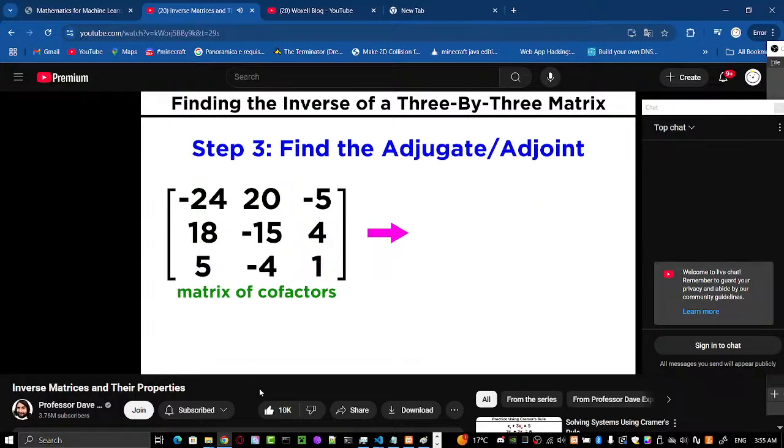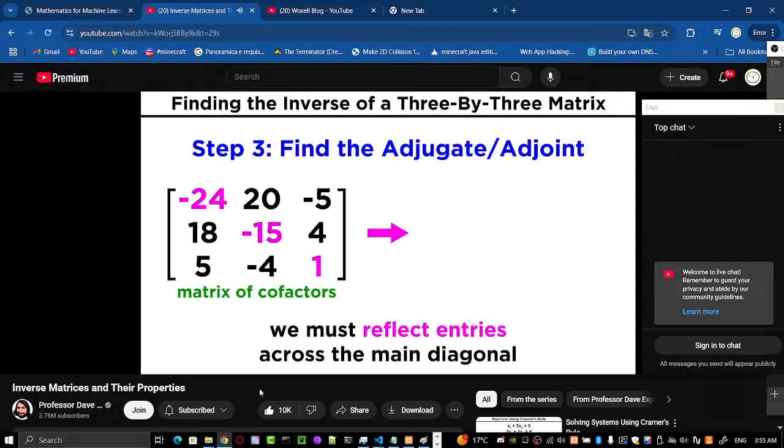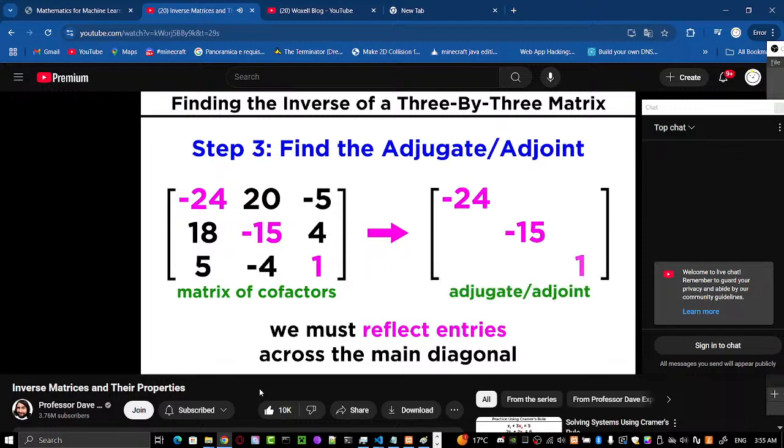Then step 3 is to find the adjugate, or the adjoint. This involves reflecting all the entries across the diagonal. The diagonal stays as it is, but the other terms are reflected. So these 2 swap, these 2 corners swap, and these 2 swap.